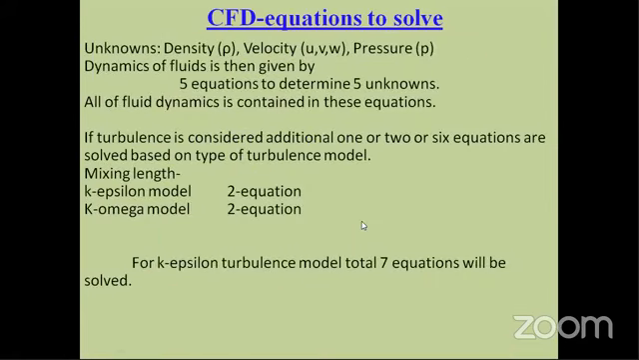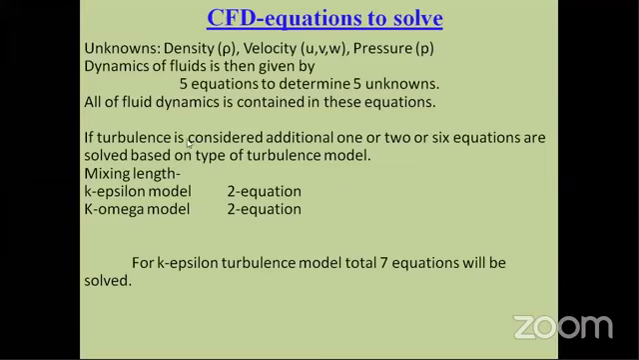So if you see now, the unknowns are density, velocities, and pressure. So there are four equations and the unknowns are five. So we need an additional equation. For compressible flow, we take the equation of state as the fifth equation, and for incompressible flow, we take the pressure correction equation, to make the number of unknowns equal to the number of equations.